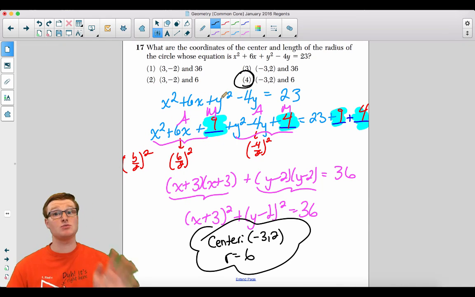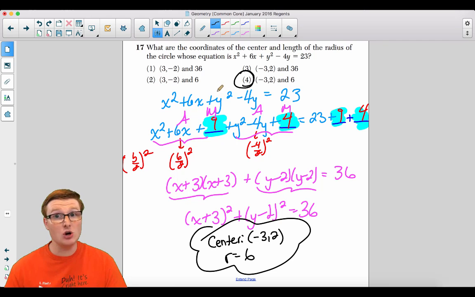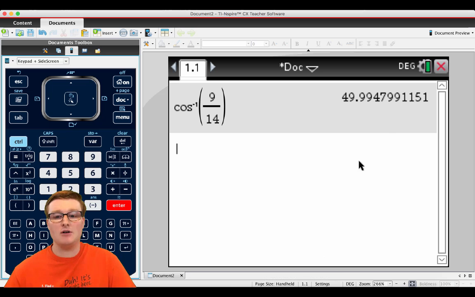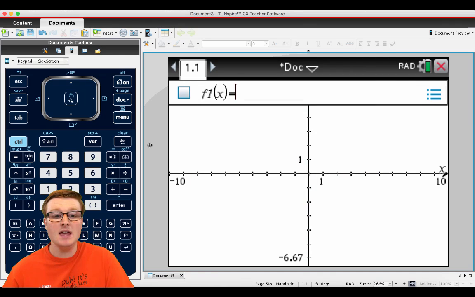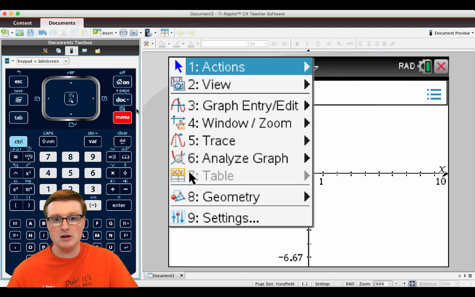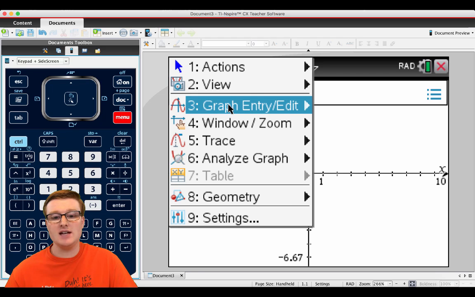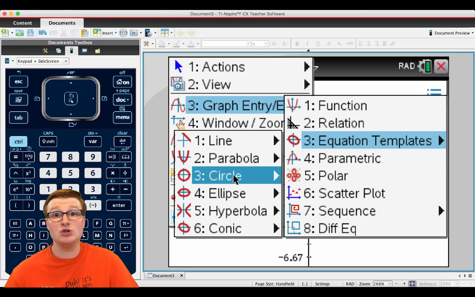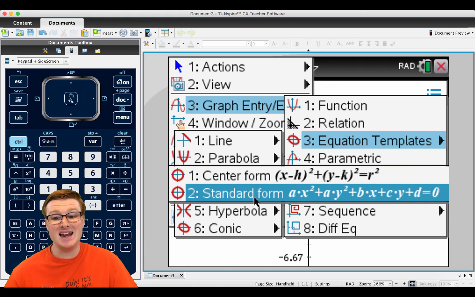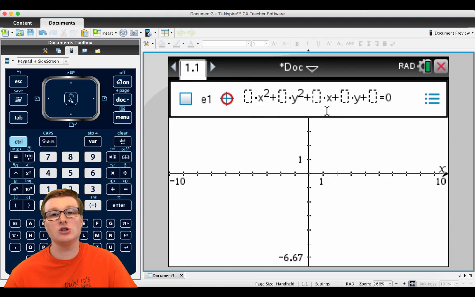Now, that's how to do it algebraically. My job is to show you as many different ways as possible. Go to your graphing calculator, and by the way, this could only be done on the TI Inspire. So, if you go to your graph page, and you go to Menu, then go down to Graph Entry Edit, and you click on Equation Templates, go to Circle, and then click on Standard Form. It comes up as this long strand of boxes and letters.